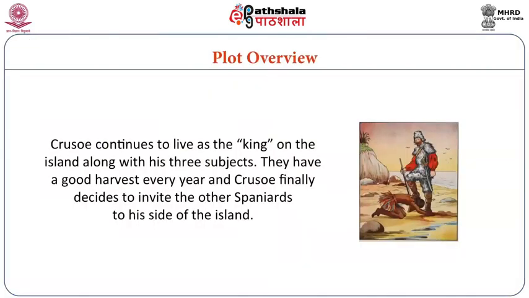So that the completely comfortable tenor of life that he enjoyed when it was just him and Friday is now disrupted. And finally, he decides that he should have all the Spaniards on his side so that he doesn't have to worry. And he then sets in motion events which will lead to this conclusion. But even during this period, when he lives as king on the island, he's very comfortable because he rules the island and he believes that the island is his and his alone. They have good harvests, they live comfortably here on the island.